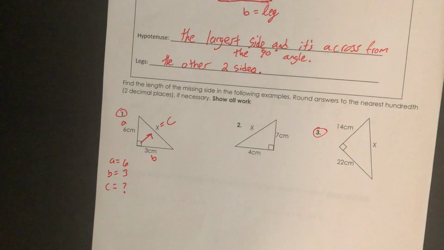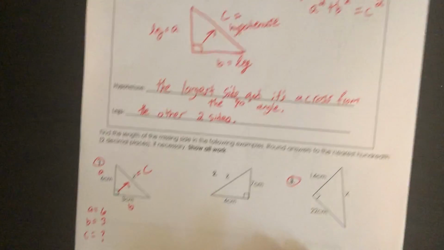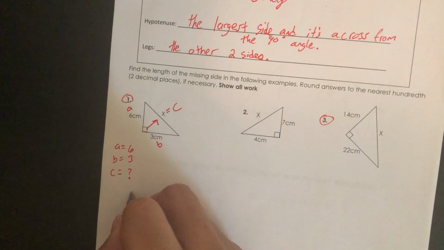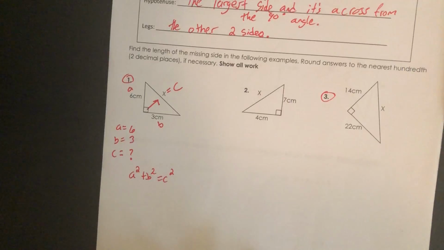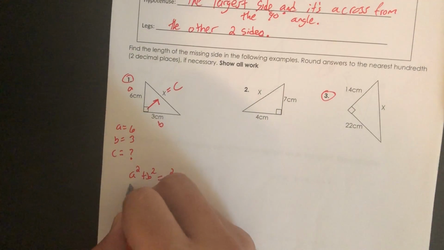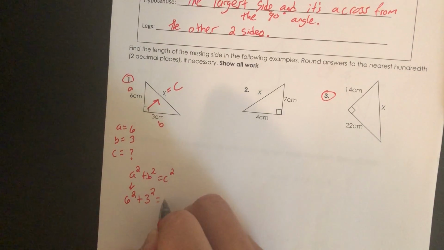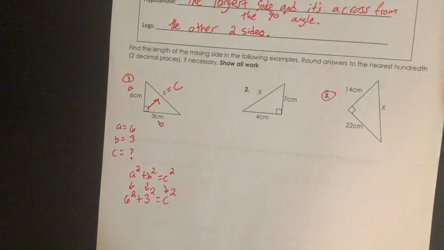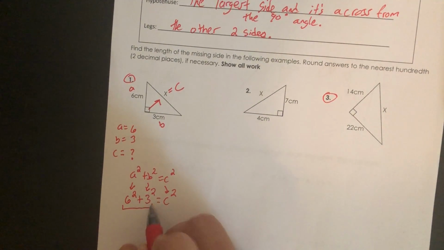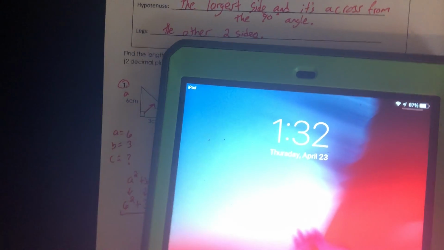Now I'm going to take these numbers and plug them into my theorem, okay, which is a squared plus b squared equals c squared. Okay, so here we go. A squared plus b squared equals c squared. So a was 6 squared plus b, which is 3 squared, equals c squared. Okay, now I'm going to do 6 squared plus 3 squared. You are welcome to use Desmos, okay?